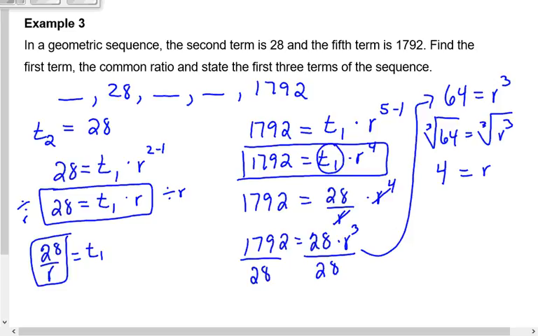Okay, so now we're asked to find the first term, the common ratio, and state the first 3 terms. So our common ratio is equal to 4. If we want to find this first term here, what we're going to do is take 28 and divide it by the common ratio to find that first term. So our common ratio is 4. 28 divided by 4 gives us 7. Then we need to multiply this by 4 to give us the next term, which would be 112. Multiply it by 4 again to give us the next term, which is 448. Okay, and that would be how we solve a question like that.